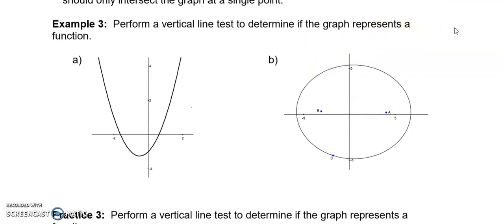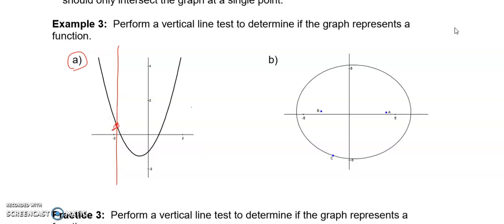So example number 3, this is on page 4. Perform the vertical line test to determine if the graph represents a function. Well, let's look at A. Now, if you could imagine drawing vertical lines wherever you wanted to. Here's a vertical line, for example. We'll pretend it's vertical. How many places does that intersect the curve?